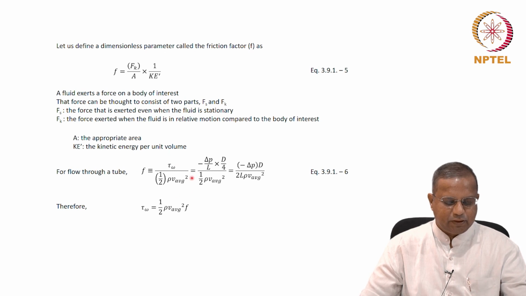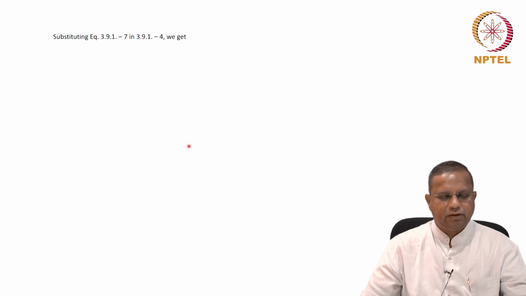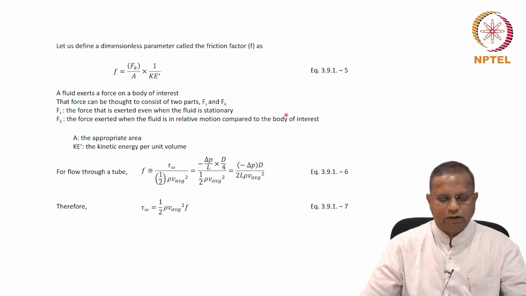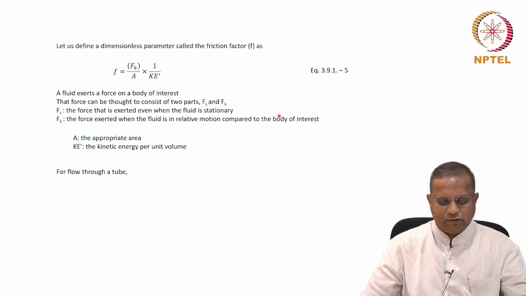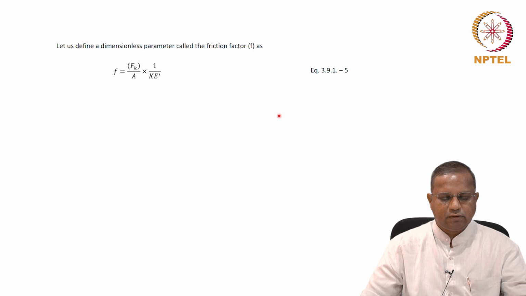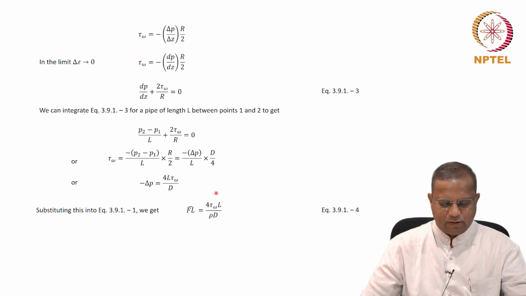Therefore, from here, the wall shear is half rho v average squared times F. So this is a way of expressing the wall shear in terms of the friction factor, equation 3.9.1-7. Now we substitute 3.9.1-7 into 3.9.1-4, which is FL hat equals 4 tau W L by rho d.